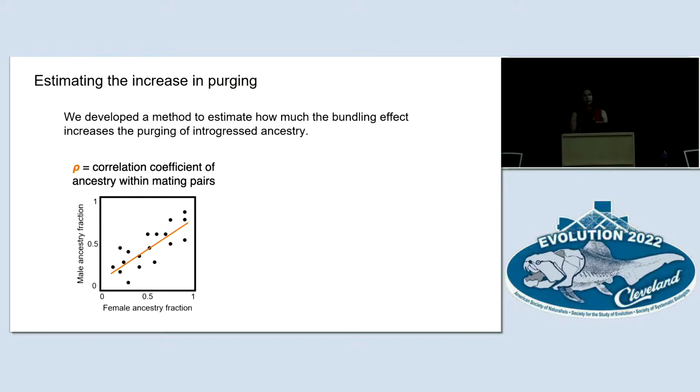And so we can very naturally calculate how much more purging occurs due to a single generation of assortative mating. And we find that the increase in purging is greater by a factor of 1 plus rho.